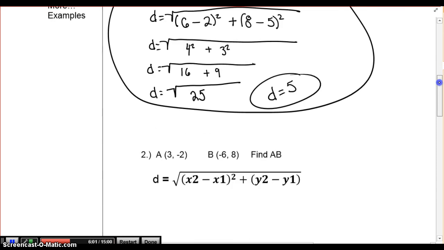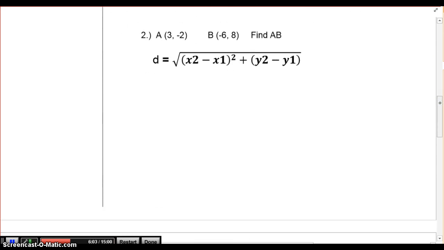Okay, let's take a look at another one here. Number 2. First and foremost, I got to identify what is my x1 and my y1 and my x2 and y2. Again, this is the first point they give you. That's your 1s. This is the second point they give you, your 2s. Now let's plug it all in.